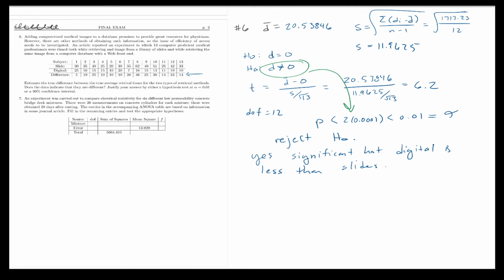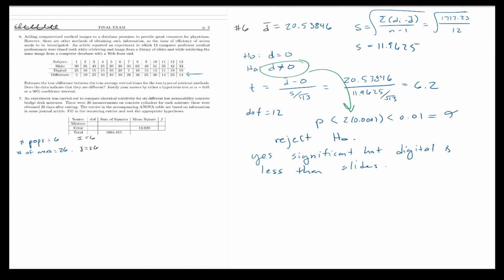And number 7 says, finish out this ANOVA table. Basically, an experiment was carried out to compare electrical resistivity for 6 different low permeability concrete bridge deck mixtures. There were 26 measurements on concrete cylinders for each mixture. So the number of populations is 6, and number of measurements is 26. So which one's I and which one's J? Well, I is the number of populations, so I equals 6, and J is 26.